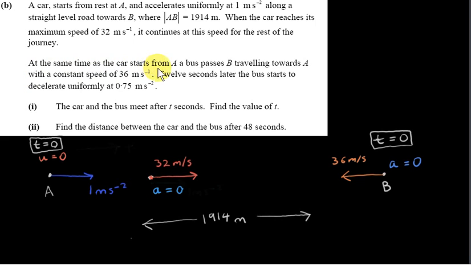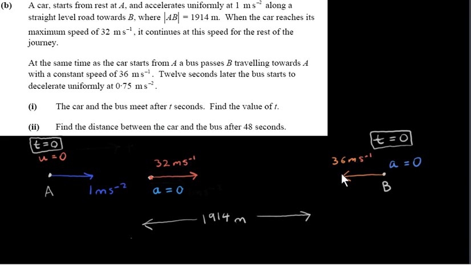At the same time as the car starts from A, a bus passes B, travelling towards A with a constant speed of 36 meters per second. 12 seconds later, the bus starts to decelerate uniformly at 0.75 meters per second squared. So the bus passes this point B at the same time that the car starts out from A. So if A starts at t equals 0, then B has to start at t equals 0.